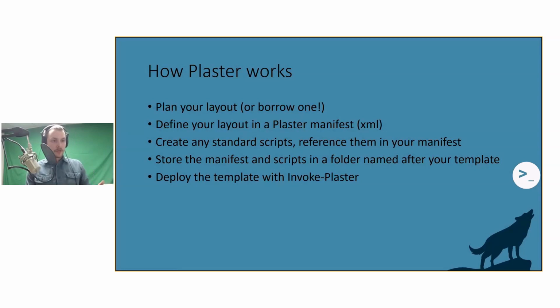And so you want to plan your layout and define it in the Plaster manifest in an XML format. XML format always makes me a little sad because it's not as easy to work with as some formats, but it's workable, and I'll walk you through how to do that. And then you want to create any standardized scripts and reference them in your manifest. Like I said, I've got the using.ps1 and the onload.ps1. Store them with the template, I'll show you how that works. And then store them with your XML template, and then you'll deploy them with Invoke-Plaster.